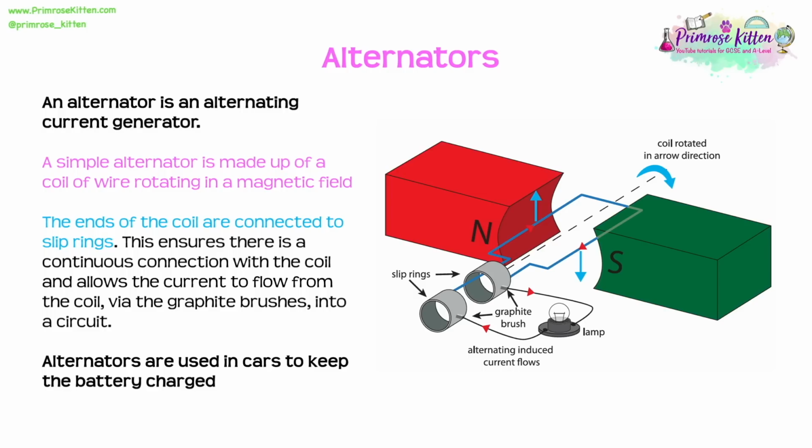Now, the ends of the coil are connected to these slip rings that we can see in this diagram. These slip rings are really important because they ensure that we have a continuous connection with the coil, and it allows the current to flow from the coil via those graphite brushes, which are maintaining that connection, into the circuit. And in this case, you can see that it's going to light up a lamp. Alternators get used in cars to keep the battery charged.